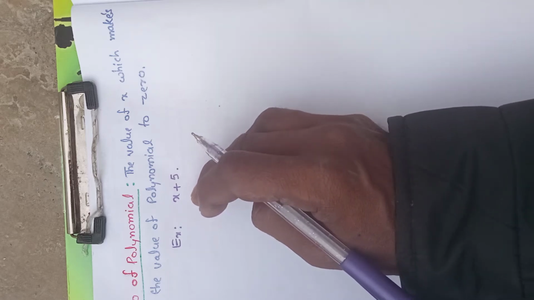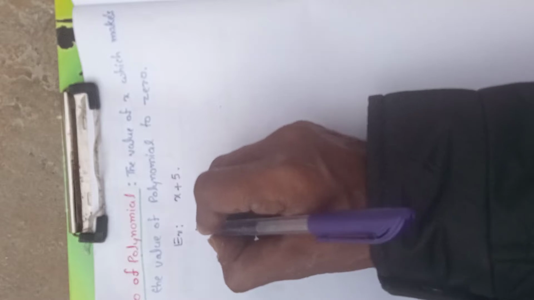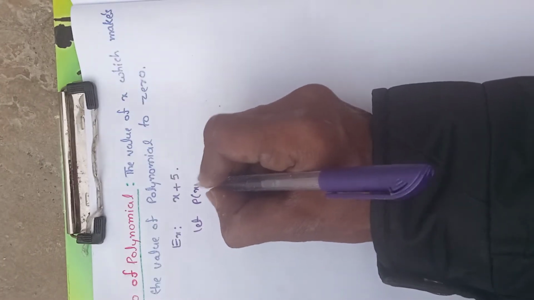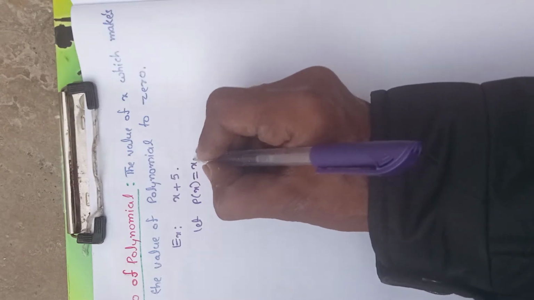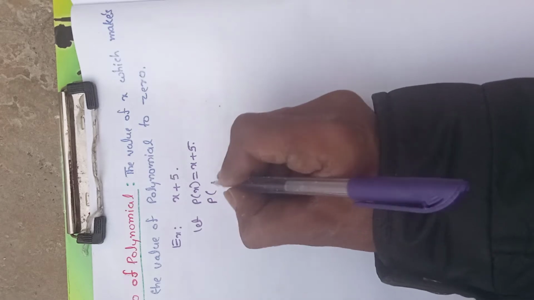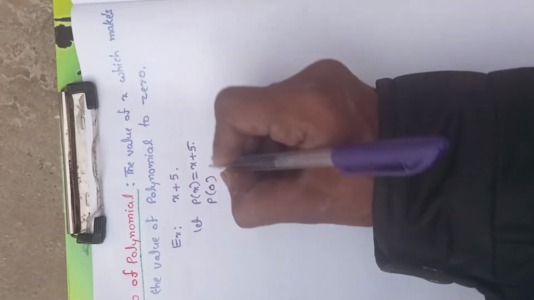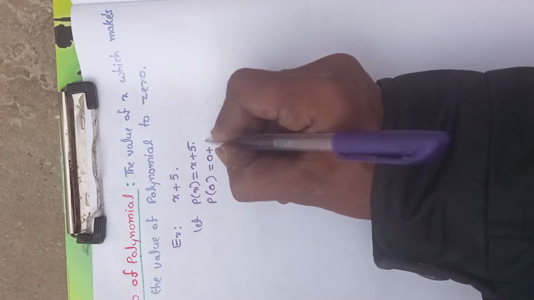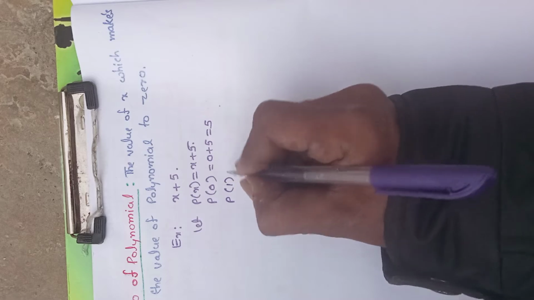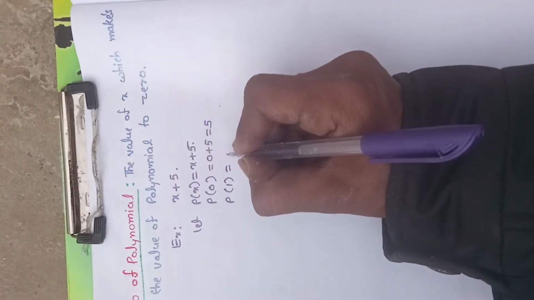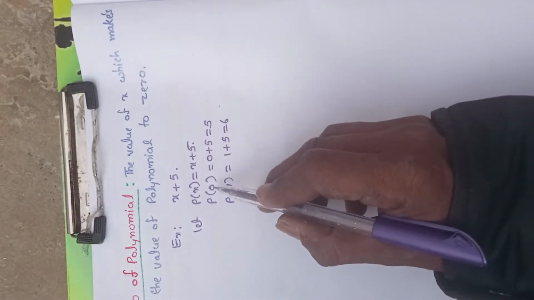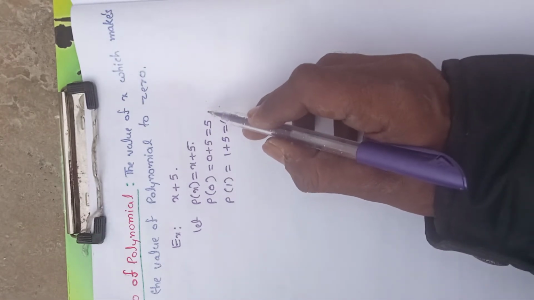We are doing it first by the trial method. Whatever expression is given to us, we just assume it as p of x first. Here let p of x equal x plus 5. Now I'm giving some values to x. If I substitute x equal to 0 here, the value of the polynomial becomes 5. If I write x equal to 1, then the value of the polynomial becomes 6. So as we increase the value of x, the value of the polynomial also increases.